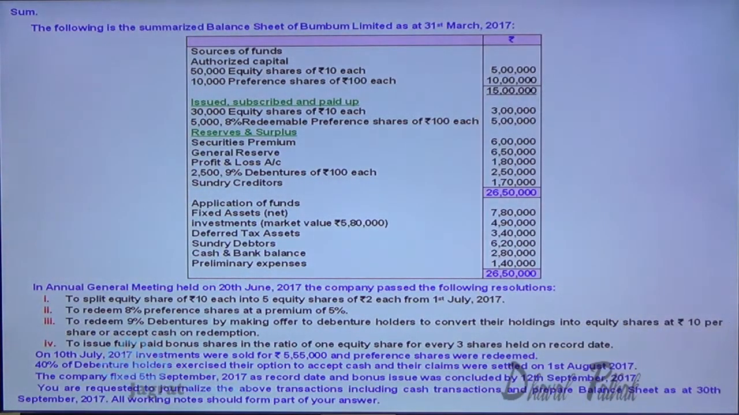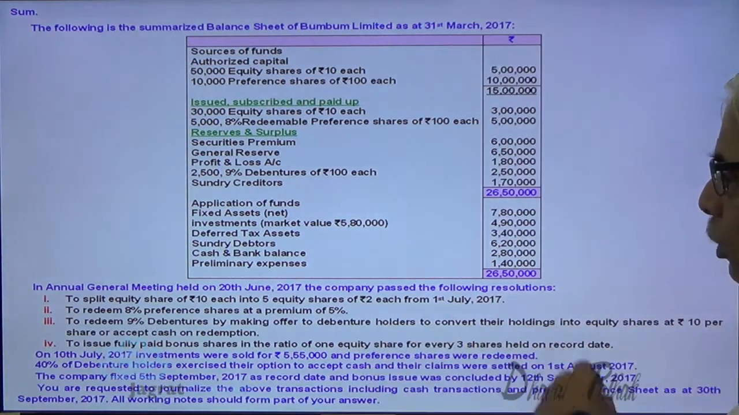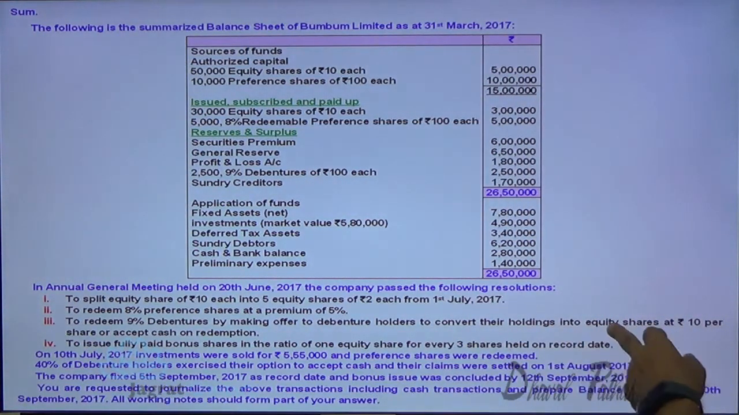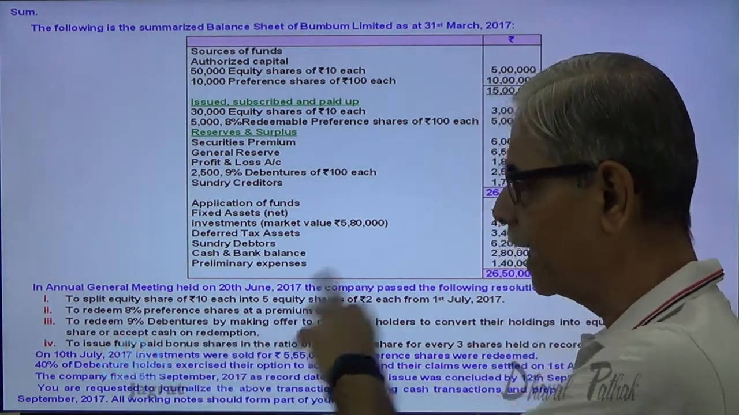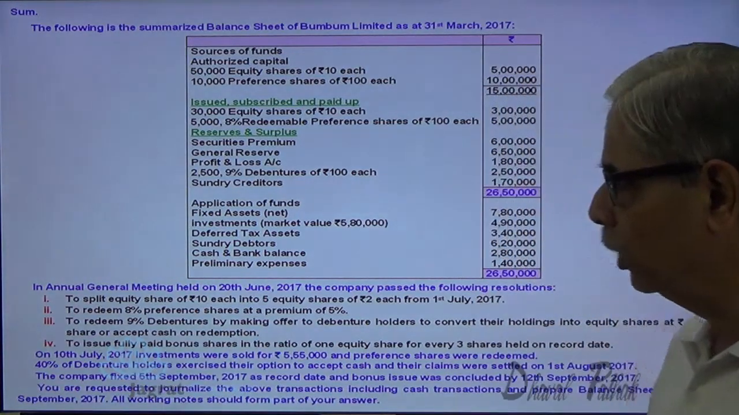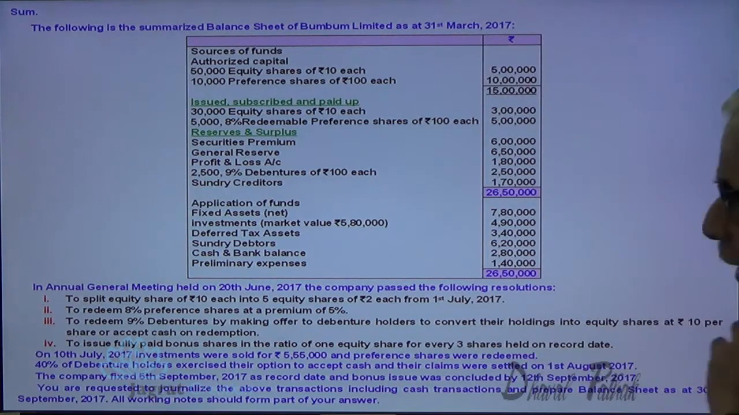Redeem 8% preference shares at a premium of 5%. Redeem 9% debentures by making an offer to the debenture holders to convert their holdings into equity shares at rupees 10 per share, or accept cash on redemption. Issue fully paid up bonus shares in the ratio of 1 equity share for 3 shares held on the record date.